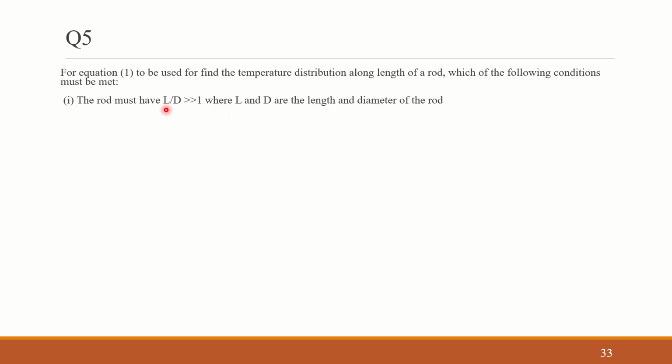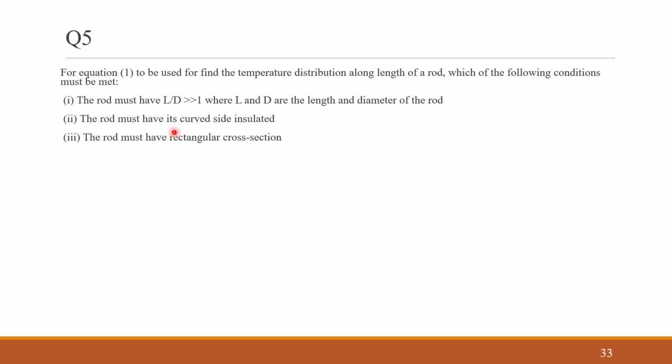The rod must have L by D very much greater than 1, where L and D are the length and diameter of the rod. The rod must have its curved side insulated. The rod must have a rectangular cross section.